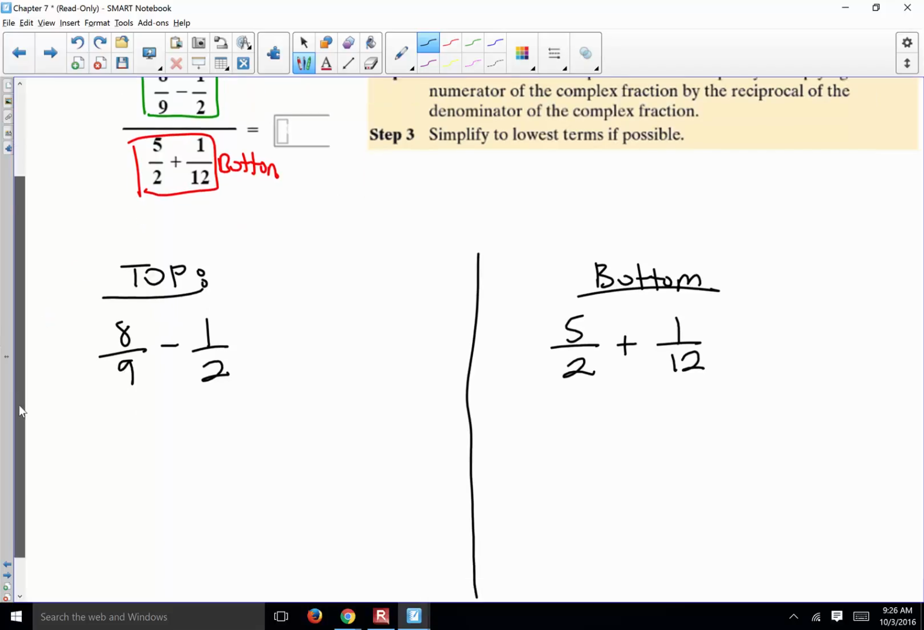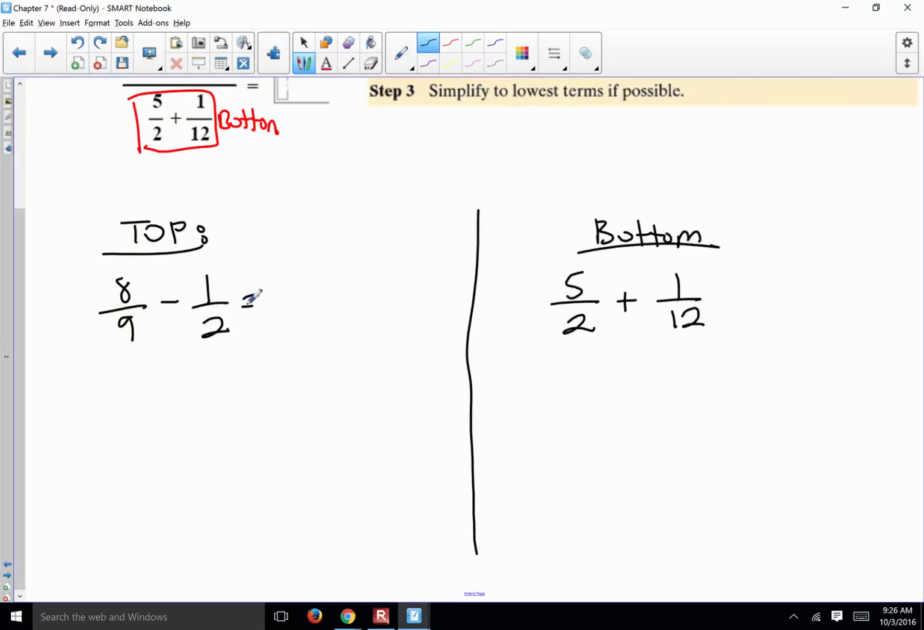Alright, question is, how do I combine this into one fraction? Oh, this is a subtraction. I will just subtract 8 minus 1 and 9 minus 2, right? 9 take away 2, 8 take away 1, 7/7, which is 1. Cancels, right? Am I right? Is this how we add and subtract fractions last time? Now, what do we need to get first?